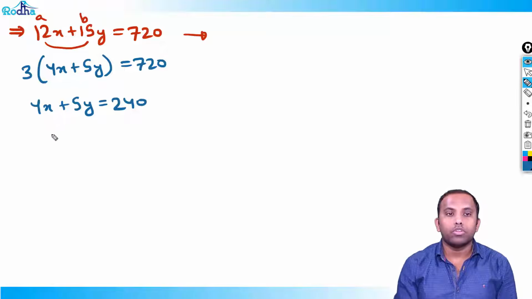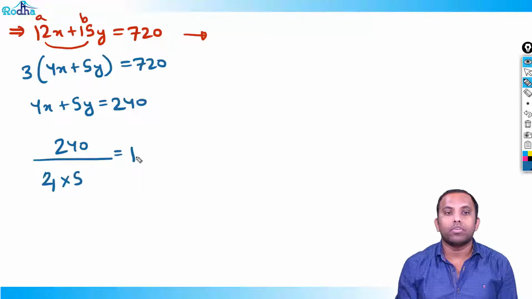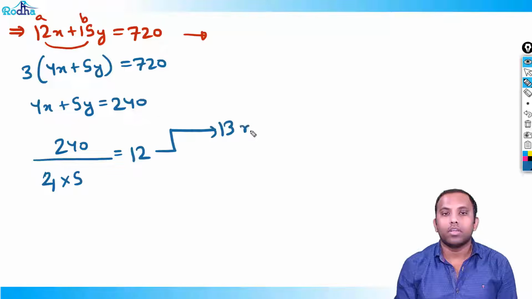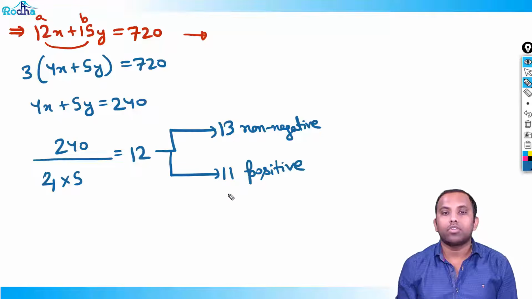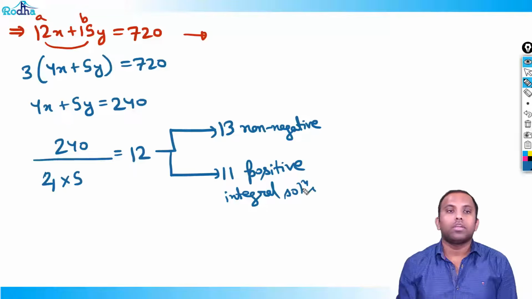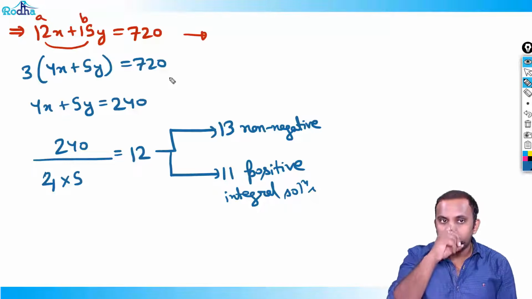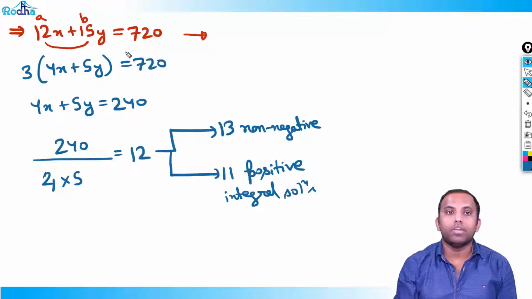So how many solutions here? 240 upon 4 into 5, that is 12. If it is 12, then 13 non-negative integral solutions and 11 positive integral solutions. So directly you can solve it. In 12x plus 15y equals 720, a and b are not coprime here.